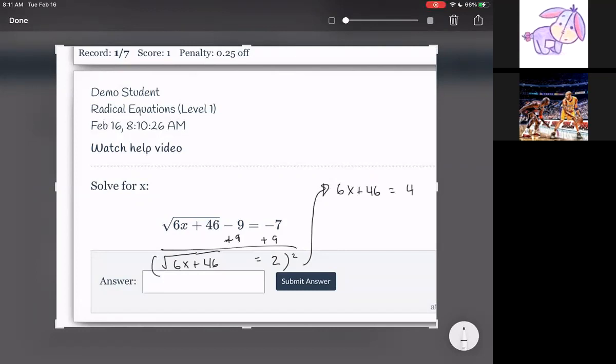So we squared everything. The square root cancels out with the squared, so I just write the inside, the 6x plus 46. And then 2 gets squared to be 4. Then we can subtract 46, and that gives us 6x is equal to negative 42. And then you can divide by 6, and x equals negative 7.